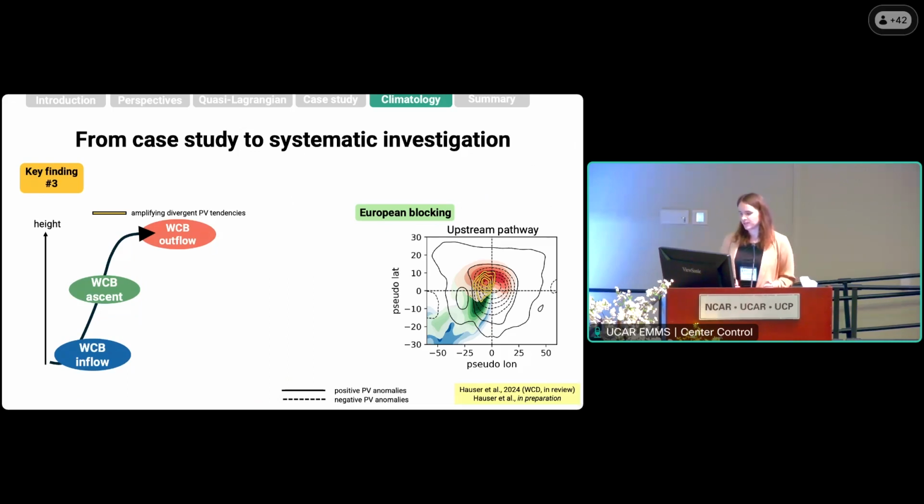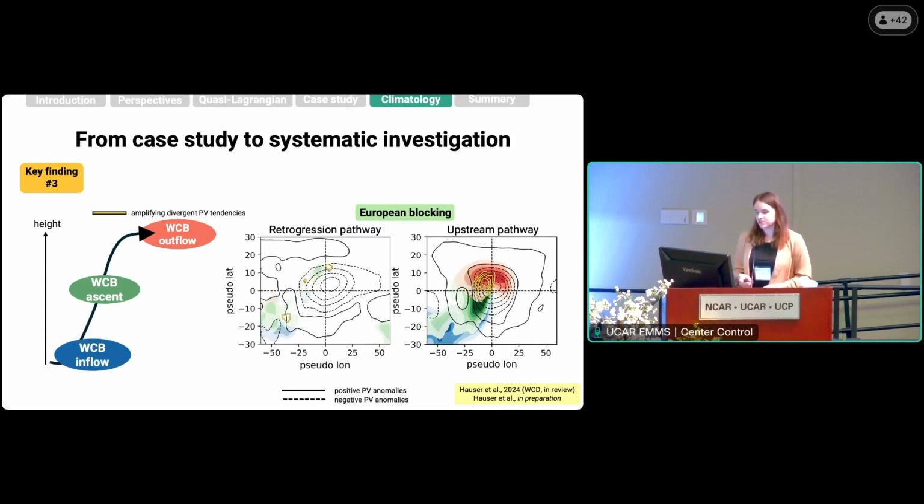And what is of interest now is the shading. So we have Wonken-Weyerwald outflow in these more bluish, reddish colors, Wonken-Weyerwald ascent in the greenish colors, and the Wonken-Weyerwald inflow in the blue colors. And you can see nicely how a Wonken-Weyerwald looks from a more theoretical perspective, and it confirms what we know from theory. And also, and this is shown by these yellow contour lines, these are the amplifying divergent PV tendencies. So we have a really good agreement of Wonken-Weyerwald ascent and outflow and these amplifying divergent PV tendencies.